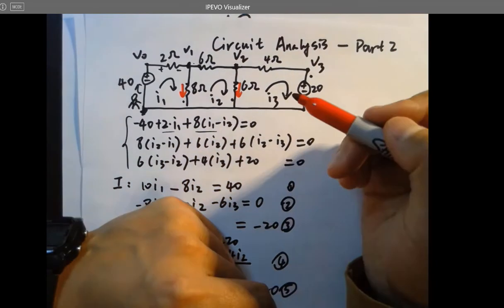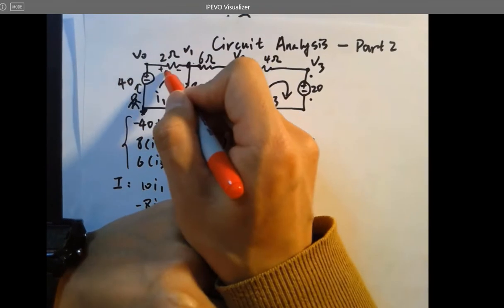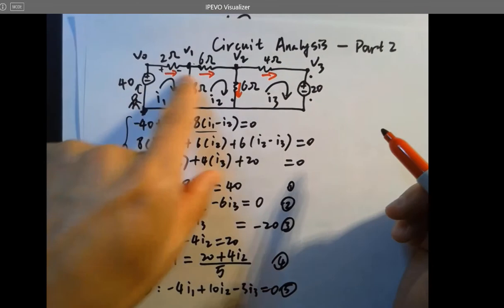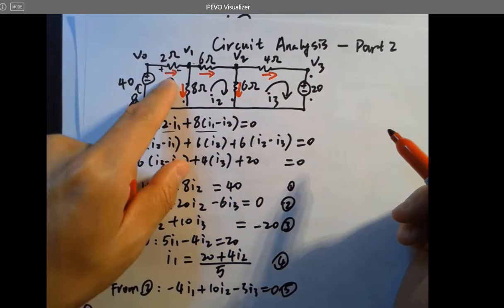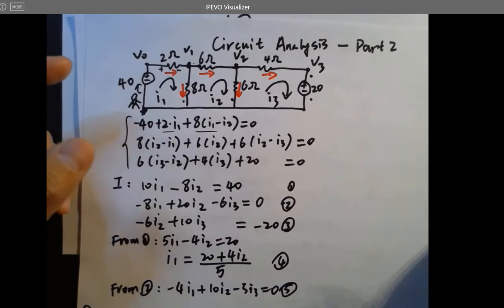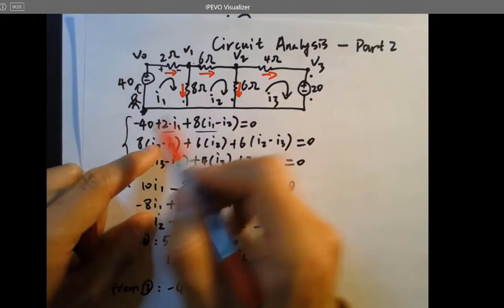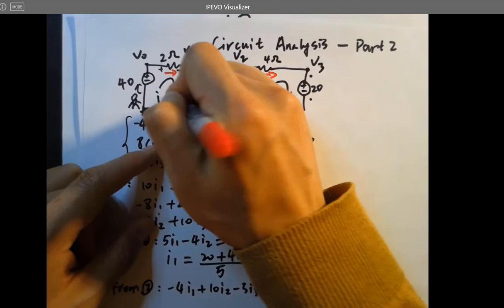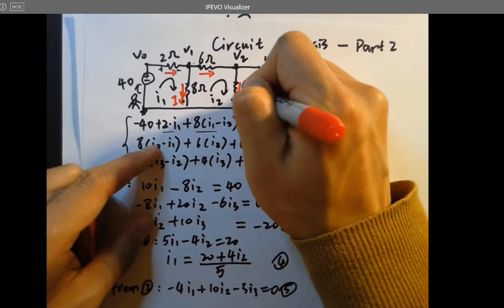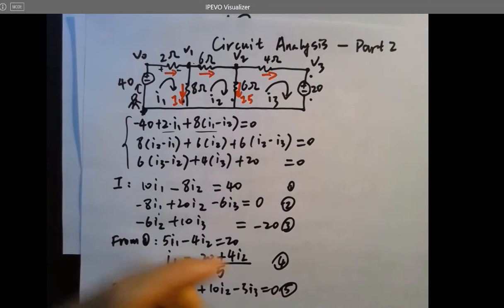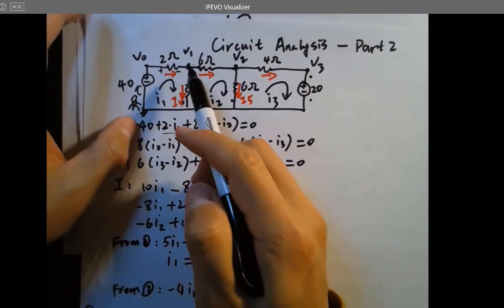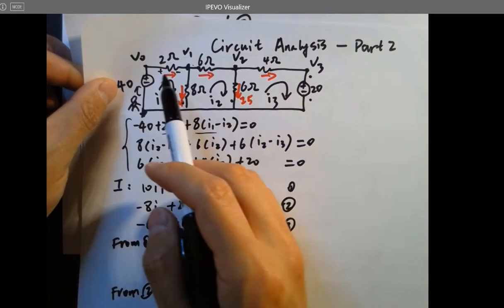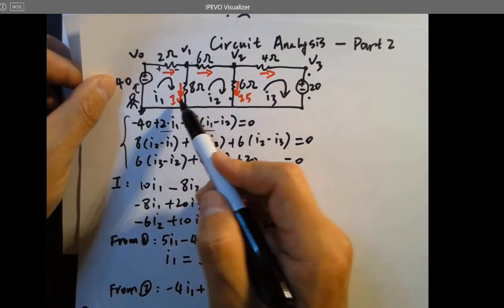Just these 2 resistors. But this is I1, no problem. This is I2, no problem. This is I3, no problem, because these are not sharing current with other resistors or other meshes. Only these ones have problems. So let's name it I4, and this is I5. So we have these unknown variables to solve: V1, V2, V3, actually V3 is given, and I4, I5.